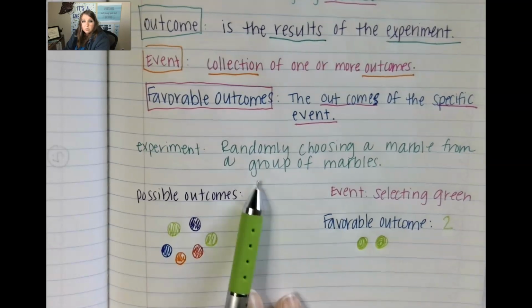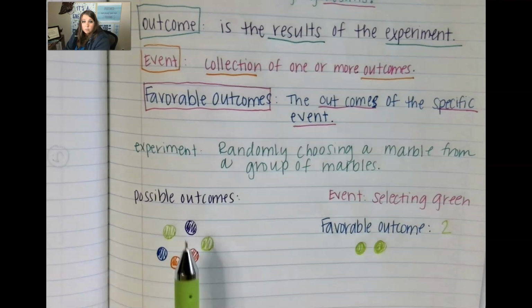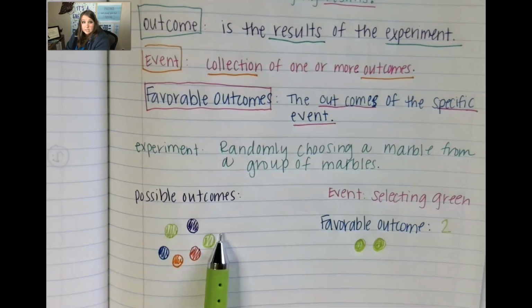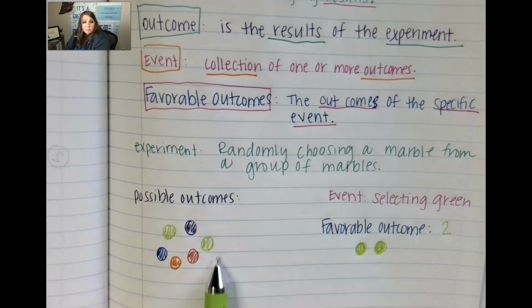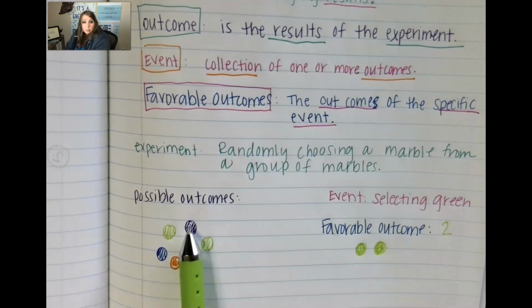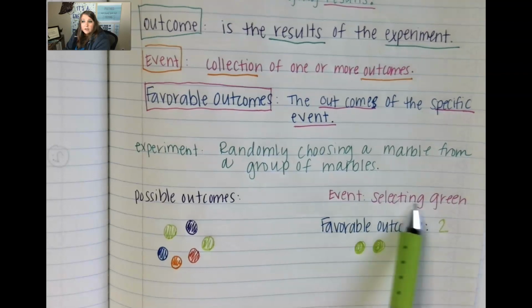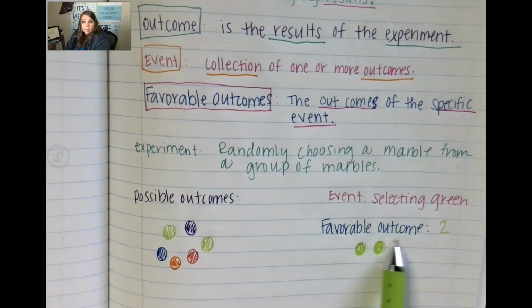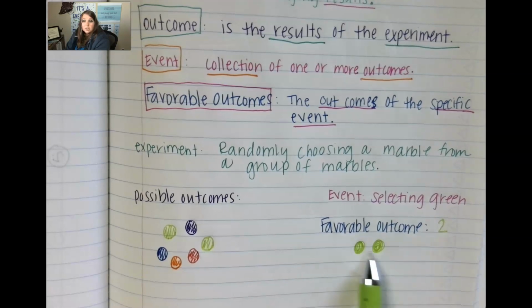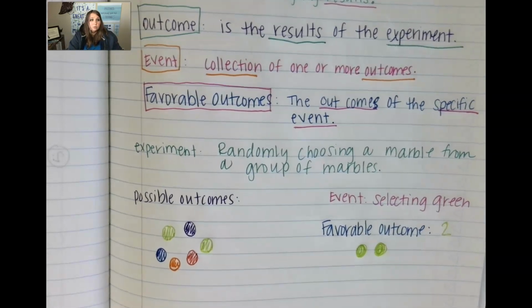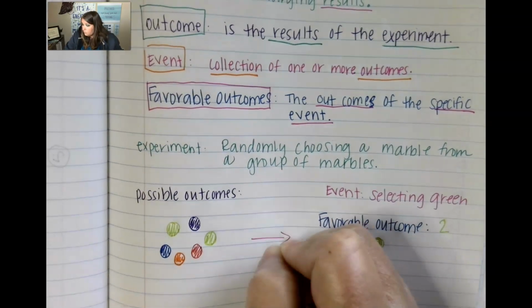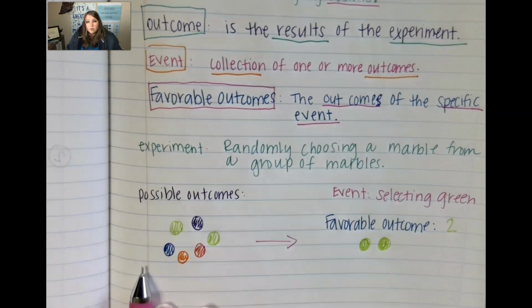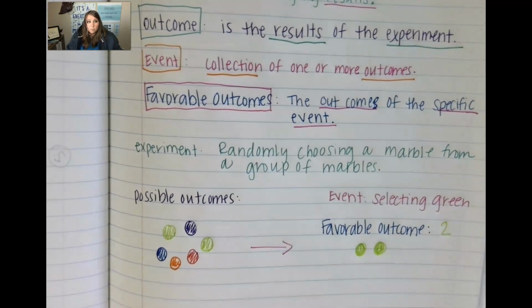So my experiment was randomly choosing a marble from the group of marbles. That's the experiment. The possible outcomes in the experiment were green, purple, blue, orange, or red. I wanted to know then what was the outcome or the likelihood of selecting green. Well, the outcome would be 2 because there's 2 possible green marbles. So the outcome from here is 2 green marbles.